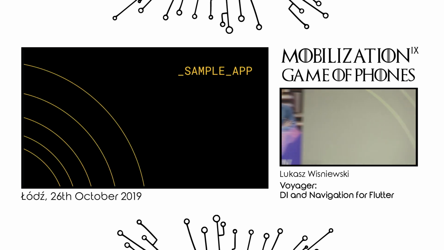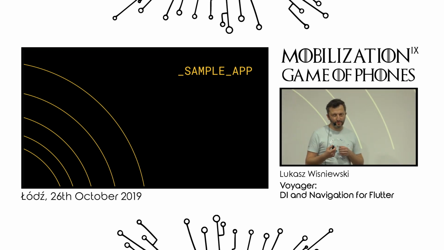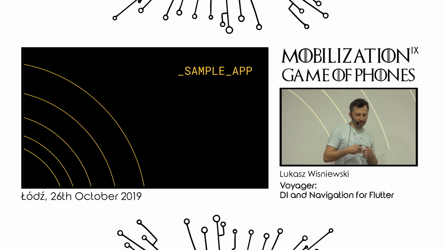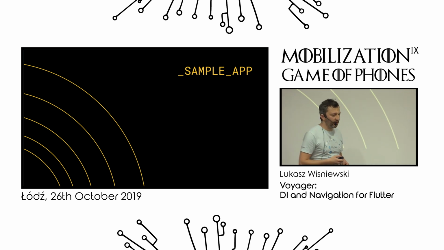All right. So I'm going to start with a sample app. This way I can better describe how the Voyager API works. And after that, we're going to jump to more advanced topics.